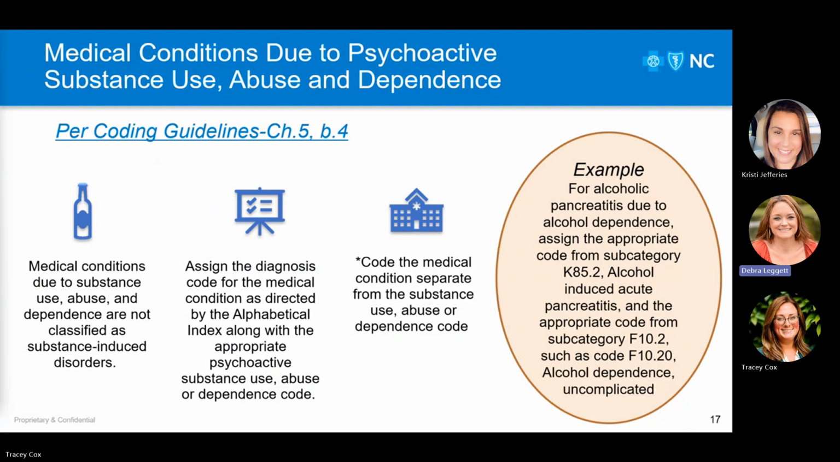For example, for alcoholic pancreatitis due to alcohol dependence, assign the appropriate code from subcategory K85.2, alcohol-induced acute pancreatitis, and the appropriate code from subcategory F10.2, such as code F10.20, alcohol dependence uncomplicated. It would not be appropriate to assign the code F10.288, alcohol dependence with other alcohol-induced disorder.